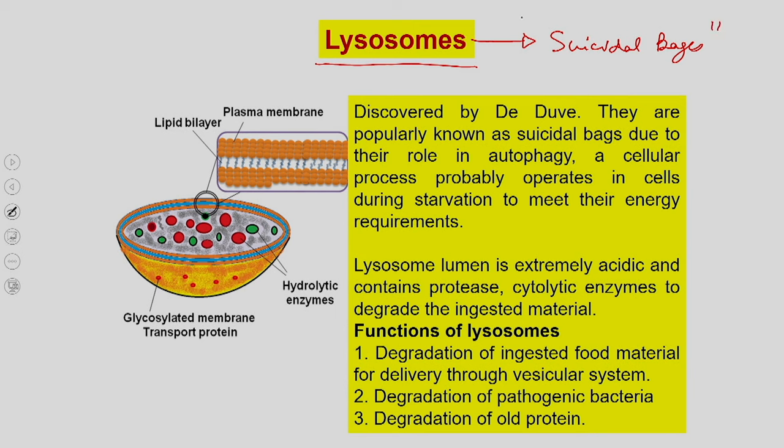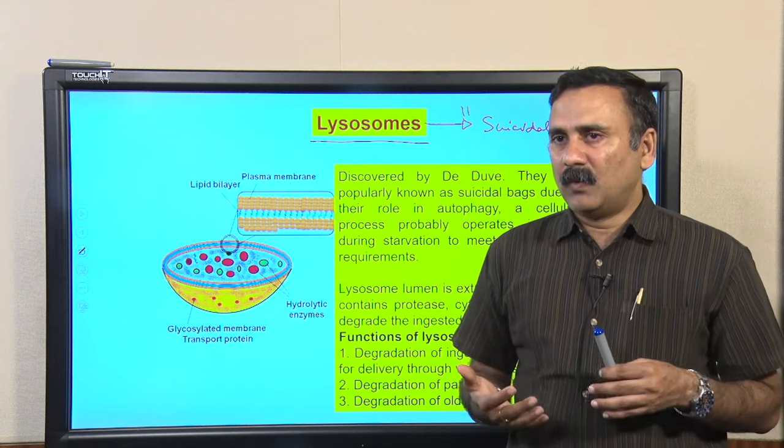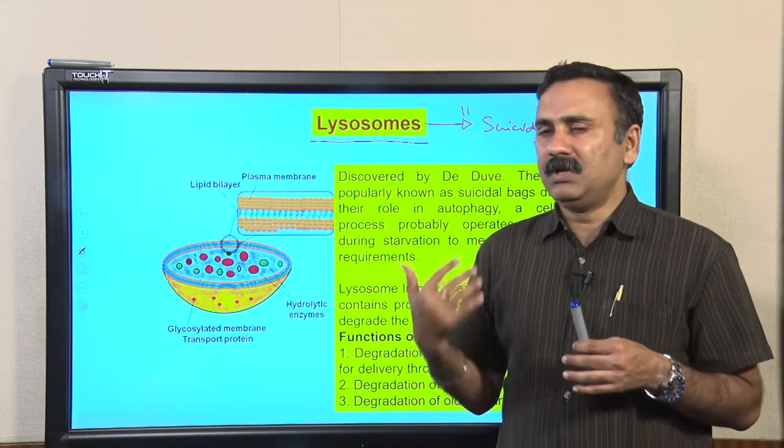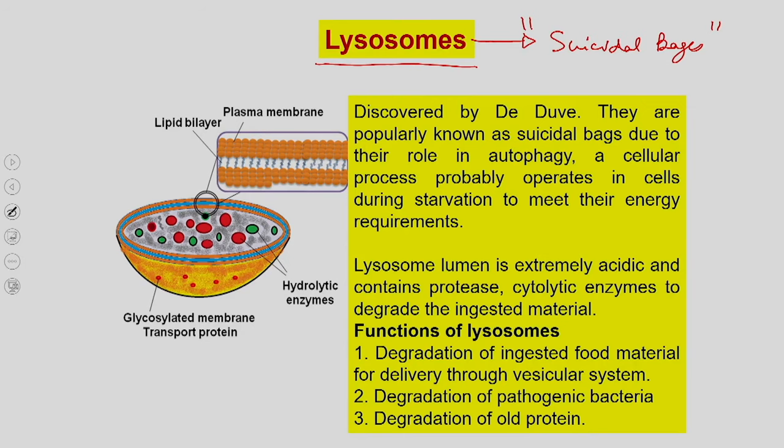Which means the lysosomes contain substances which are very, very harmful for the cell, and if these substances are spilled over within the cell, it induces the suicide of that particular cell. Lysosome was discovered by the scientist De Duve, and they are popularly known as suicidal bags due to their role in autophagy.